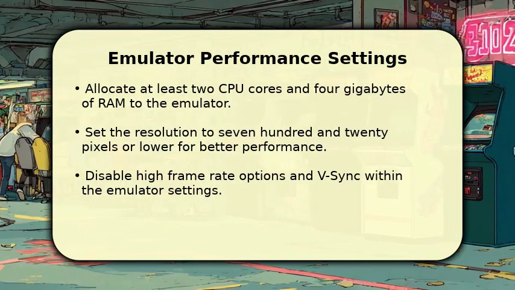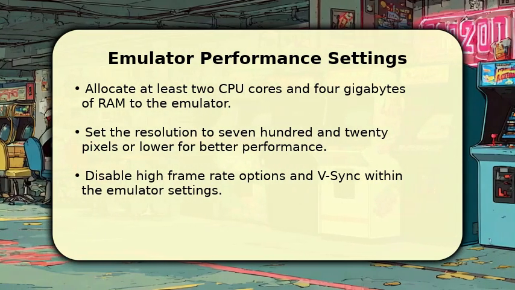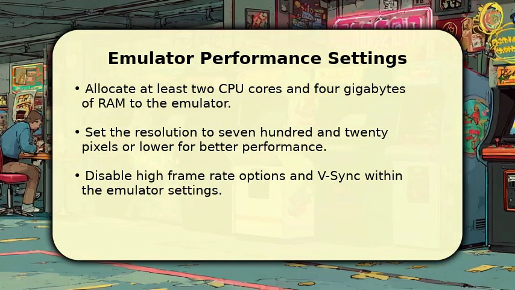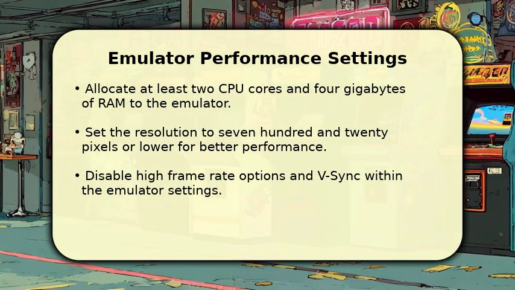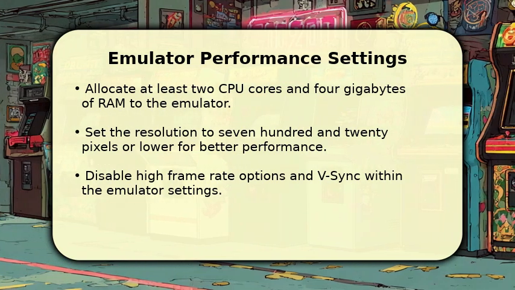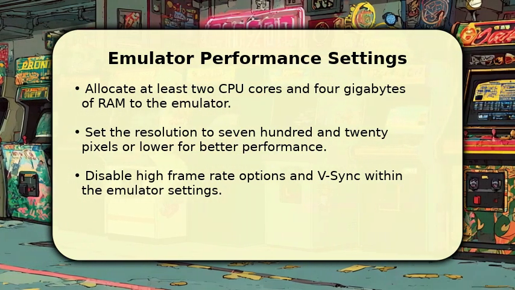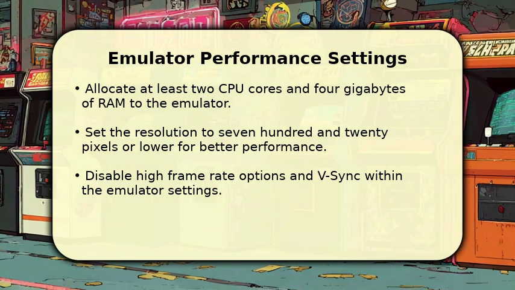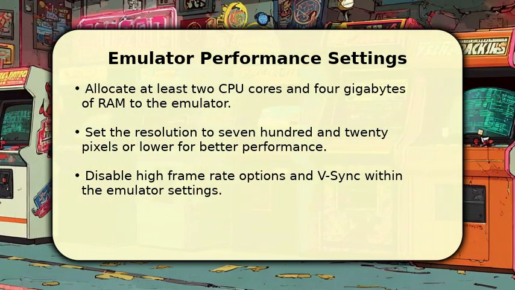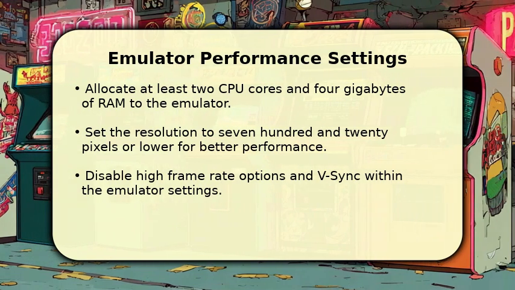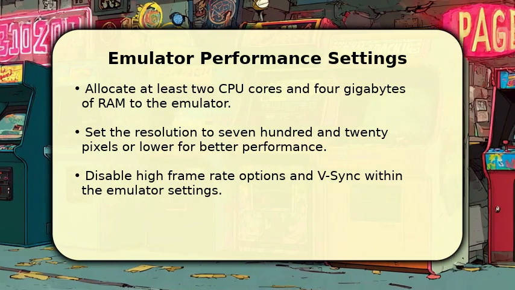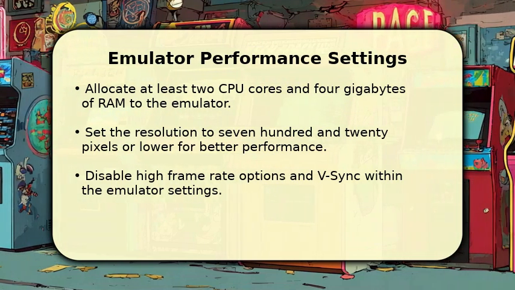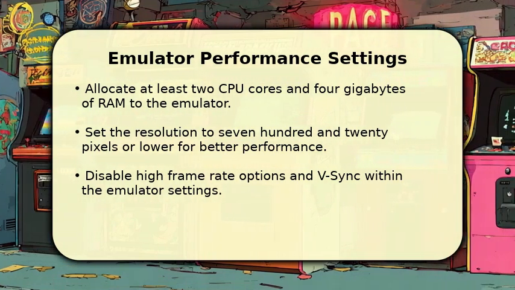Next, dive into your emulator's settings for crucial optimizations. Allocate at least 2 CPU cores and 4 GB of RAM to the emulator for stable performance. Set the display resolution to 720 pixels or even lower to reduce the rendering load. Disable high frame rate options and VSync within the emulator. If you encounter graphical glitches, try switching the rendering mode to DirectX instead of OpenGL for potential improvements.